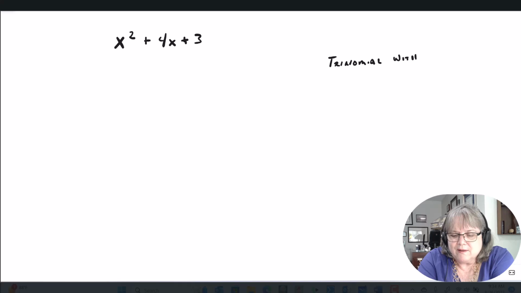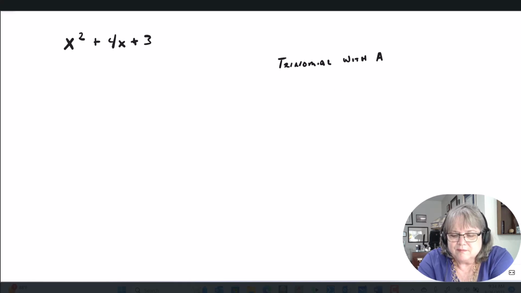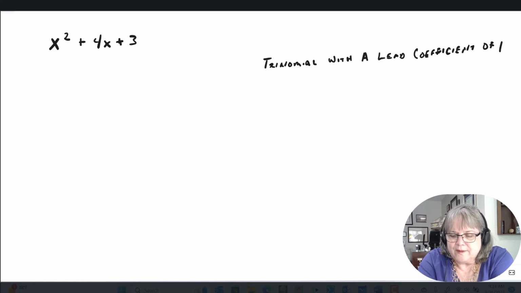with a lead coefficient of 1. Okay, so what if we have a trinomial with a lead coefficient of a 1?